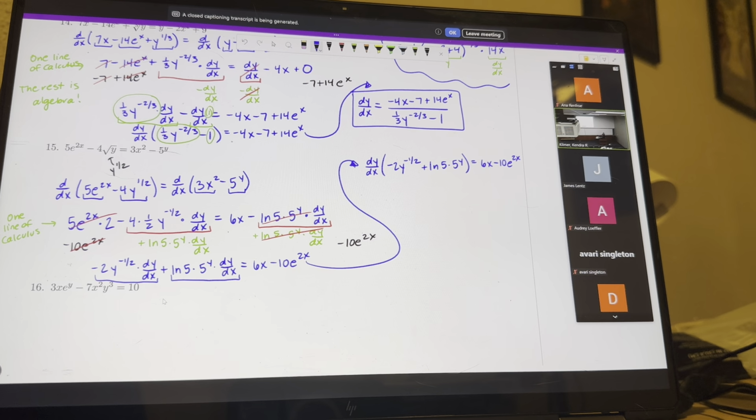And then now I can divide both sides by what I have in parentheses. So I have dy/dx is equal to 6x minus 10e to the 2x divided by negative 2y to the negative 1/2 plus the natural log of 5 times 5 to the y.